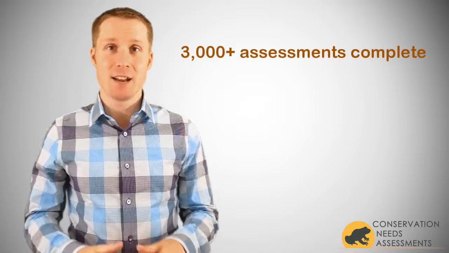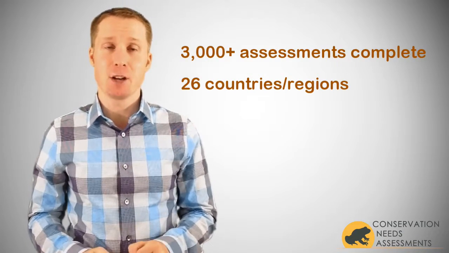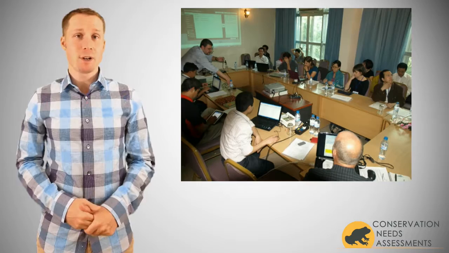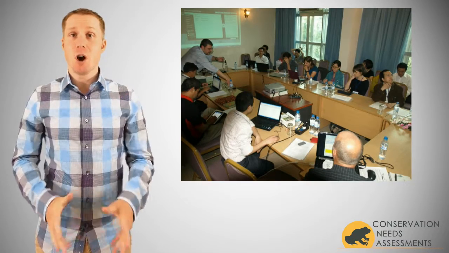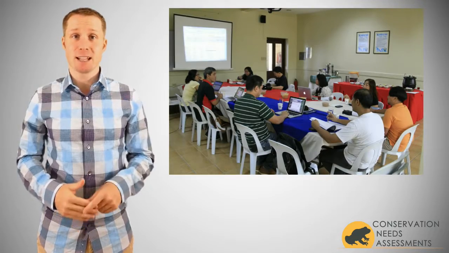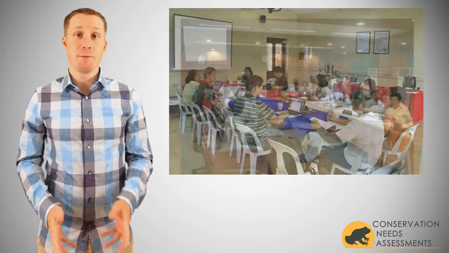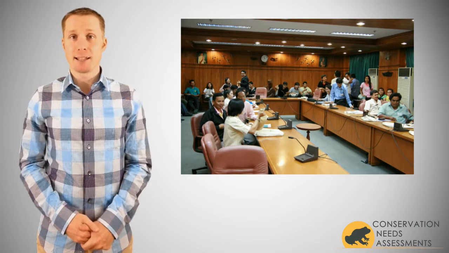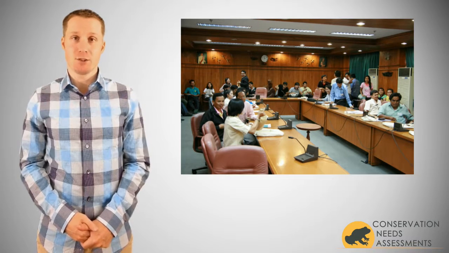Since 2007, conservation needs assessments have been completed for over 3,000 amphibian species in 26 different countries or regions. Most often, these assessments have been carried out in national workshops with up to 20 participants present. The costs of holding these workshops, including all of the participants and facilitators' transport, accommodations, and food costs, have been covered by grants from a wide range of funding organizations.